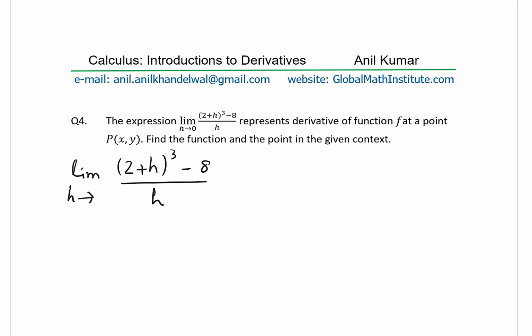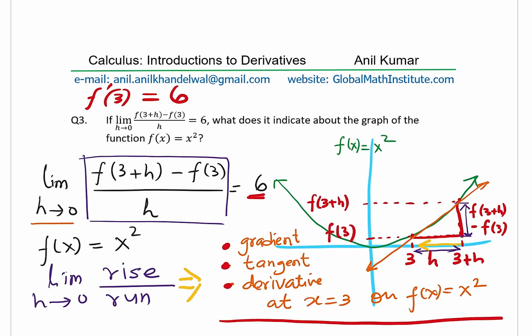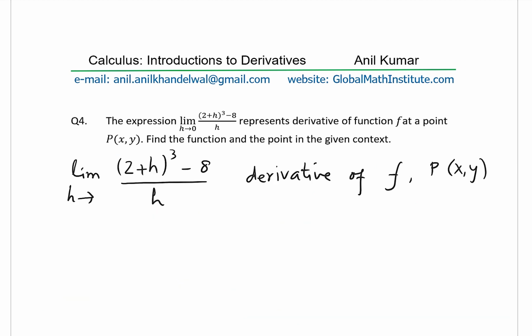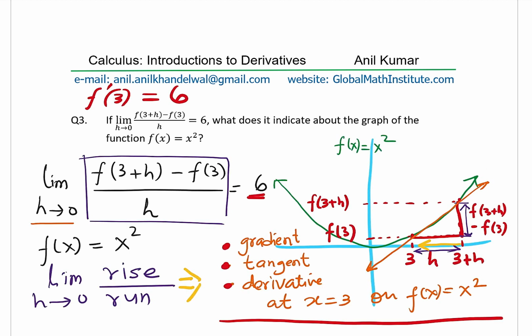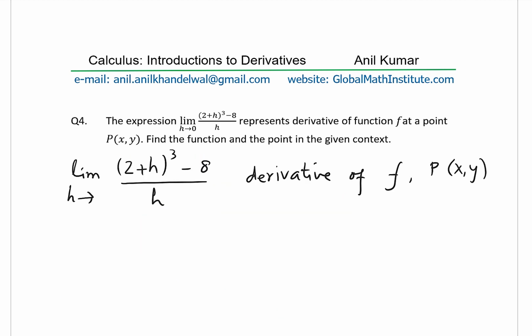represents the derivative of f at a point P which is (x, y). Perfect. So this is the exact solution of question number 3 where the function is x squared. Now, question number 4 is you need to find the function and the point. Earlier, we were given the function which was x squared and the point was P equals 3 and 3 squared, which is 9. Do you see the correlation between the two? So that is how they are related.